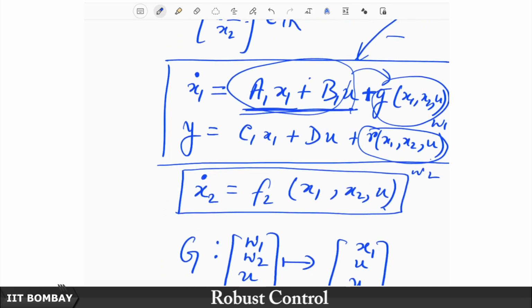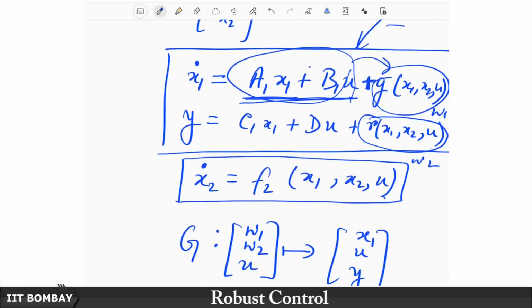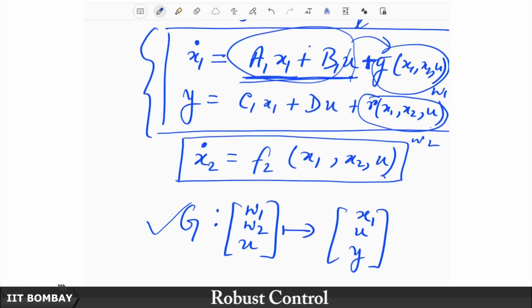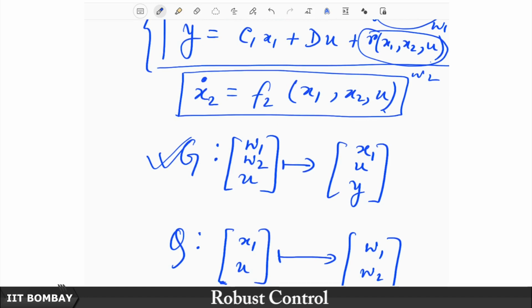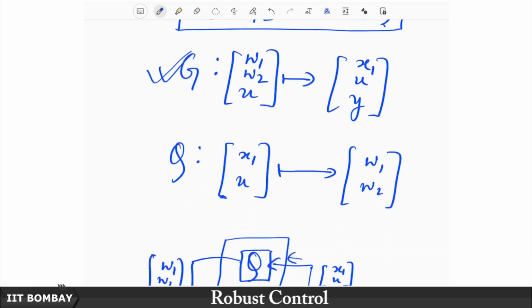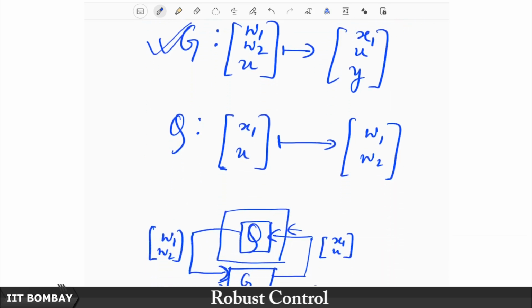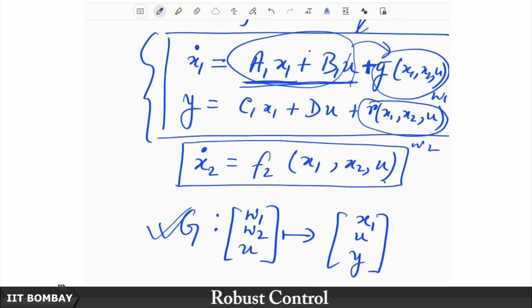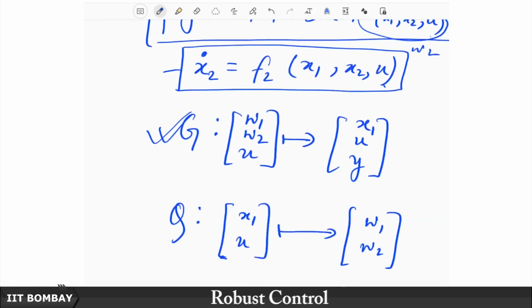And then we saw that this first part here that you see, we can represent in the same fashion as we did earlier, which is that G, which is a mapping from W1, W2 and U leading to an output which is spat out by it given by x1, u and y. On the other hand, Q was also a mapping from x1 and u to w1 and w2. The one significant difference now being that this x2 dot is also part of this Q. So, unlike the earlier case where Q happened to be a static map, here Q actually has some dynamics.